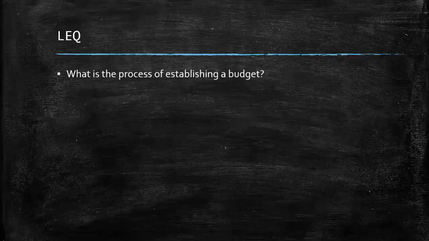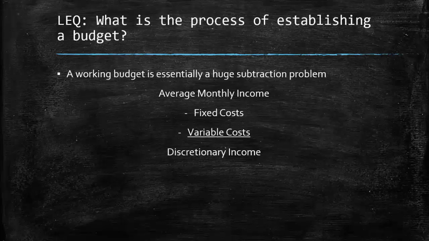Let us begin. Alright, so we are still chipping away at our original LEQ for the past week or so. What is the process of establishing a budget? Now, you guys have learned by now that a budget really is nothing more than a huge subtraction problem. You start with your average monthly income, you subtract out your fixed cost, you subtract out your variable cost, and this leaves you with a number with a fancy terminology called your discretionary income. That is money left after bills have been paid that you may use at your discretion, that you get to choose how to use it.